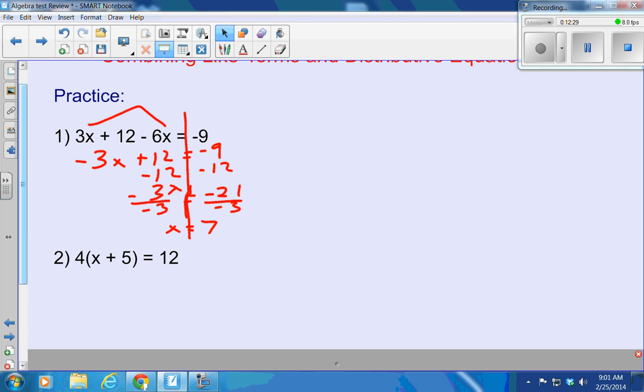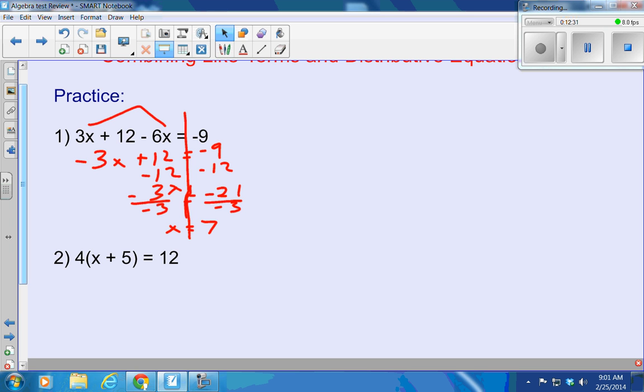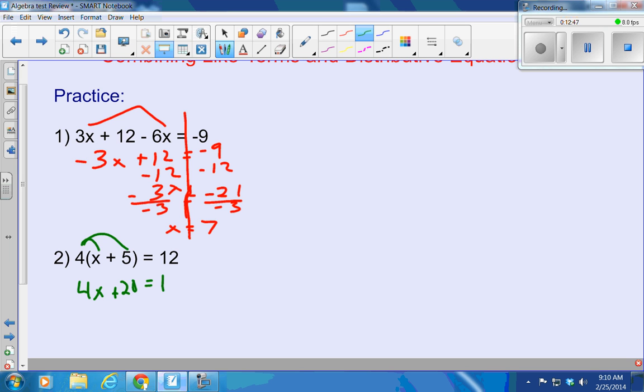All right, here's your last one of this page right here. So pause your recordings now, and please complete this problem. I need to take the 4 and distribute it out. 4 times x is 4x. 4 times 5 is 20 equals 12.